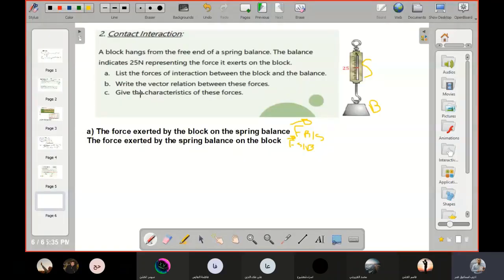This is part A. Write the vector relation between these two forces. Who can tell me what the vector relation means? Wait, please.